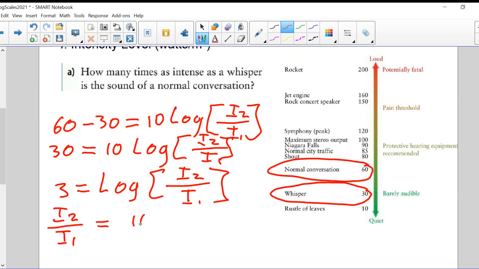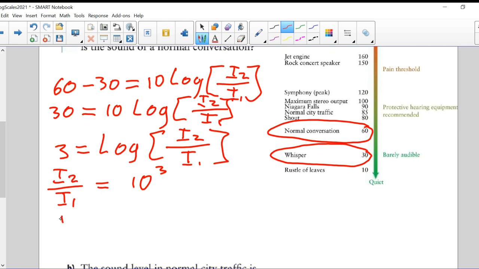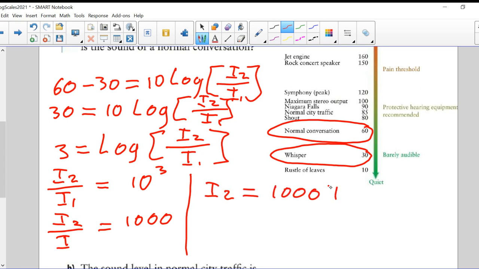So I2 over I1 is equal to 10 to the power of 3. Remember that if there is no base, we assume the base to be 10. This doesn't specify a base, so we must assume that it's 10. So that's my exponential form. What we're saying is that I2 over I1 is equal to 1,000. Or, put it another way, I2 is equal to 1,000 times I1. All I did is cross multiply there.